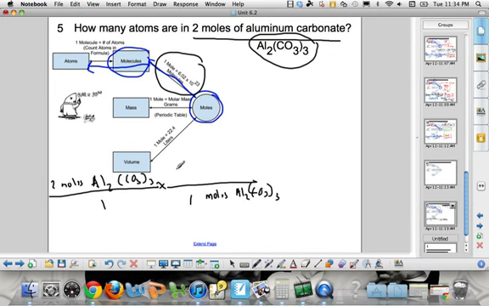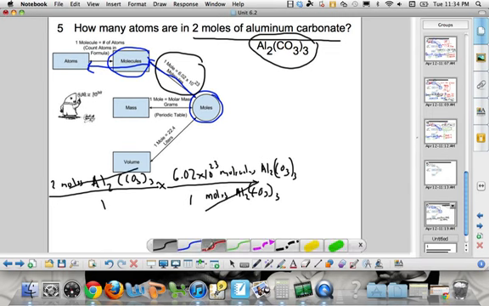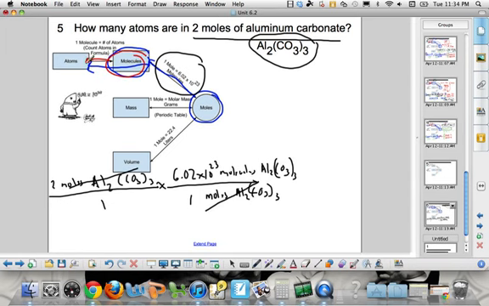This is the conversion factor. 1 mole is equal to 6.02 times 10 to the 23rd molecules of Al2(CO3)3. Now, I'm not done because I got to get all the way over to atoms. My moles cancel out, and right now I'm stuck at molecules. Got to take that extra step to go from my molecules now to my atoms.